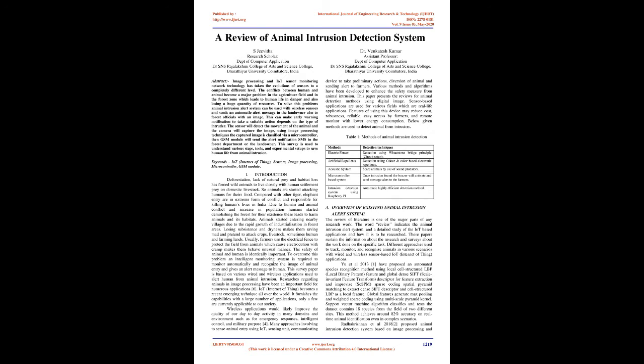a device to take preliminary actions, divert the animal, and send an alert to farmers. Various methods and algorithms have been developed to enhance safety measures against animal intrusion. This paper presents reviews of animal detection methods using digital images.